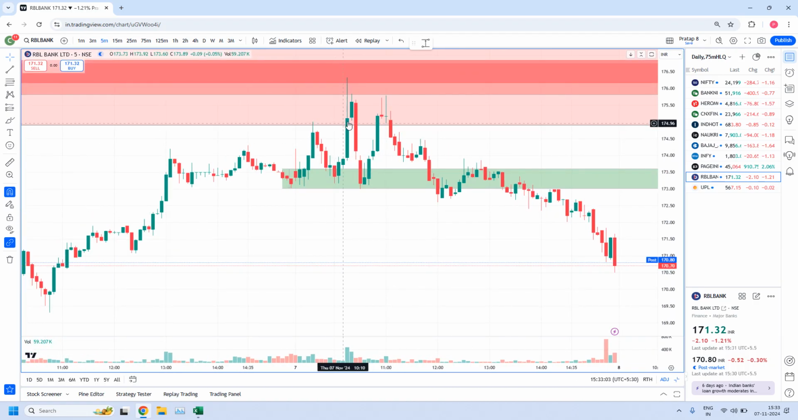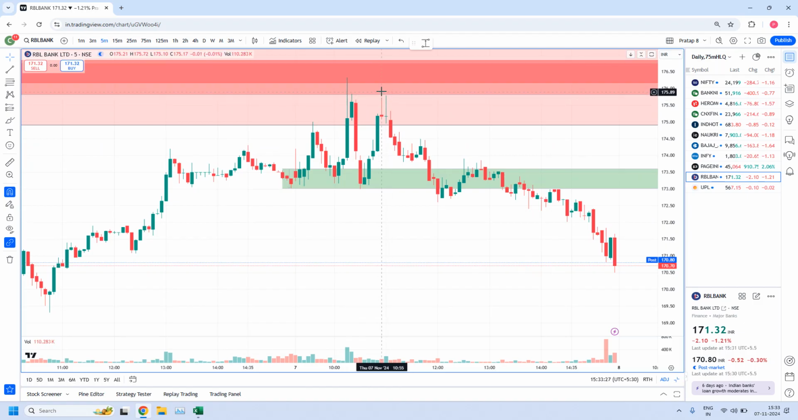See, today prices entered into the zone and sharply it came down. Morning at 10:15, the 5-minute candle reached the target at 10:30. That means within 15 minutes, the entire trade is completed. And after that, prices again moved up. And it is our bad luck.